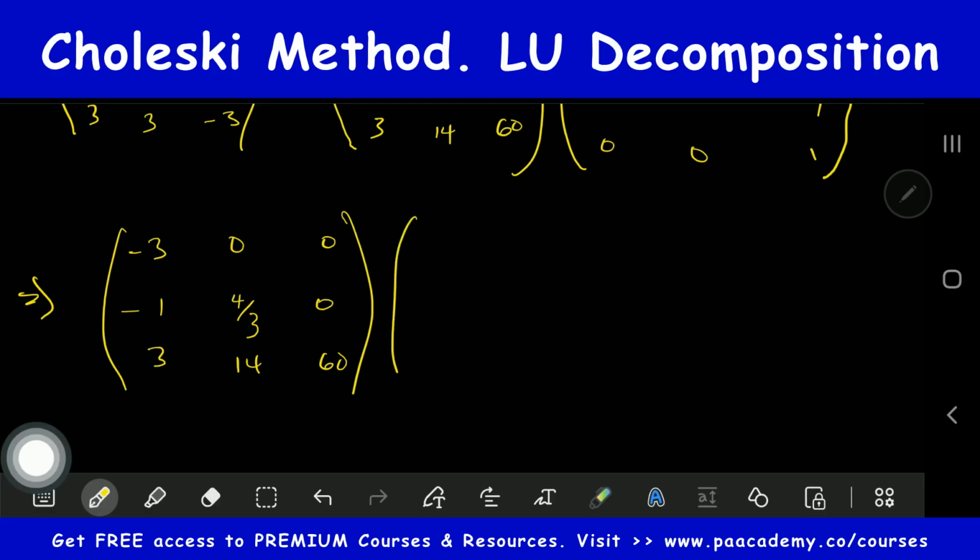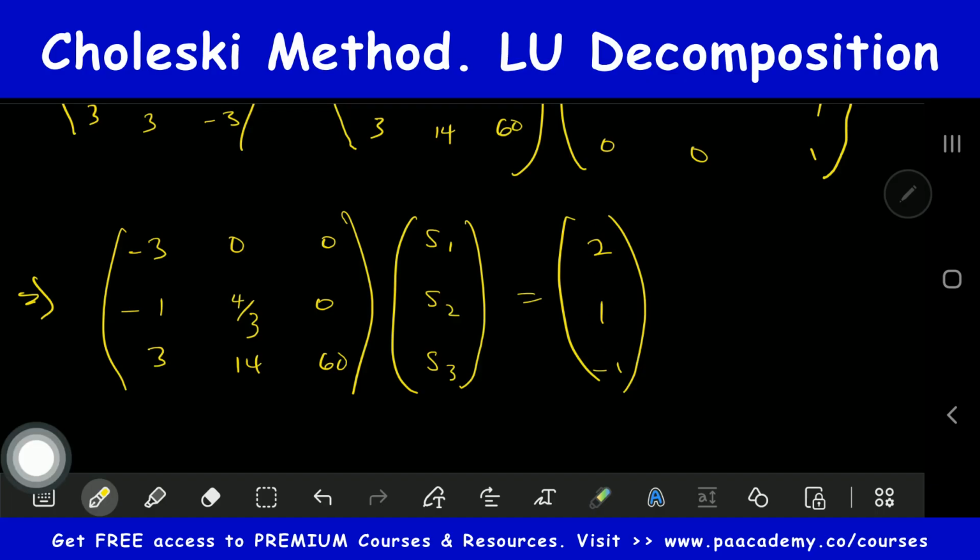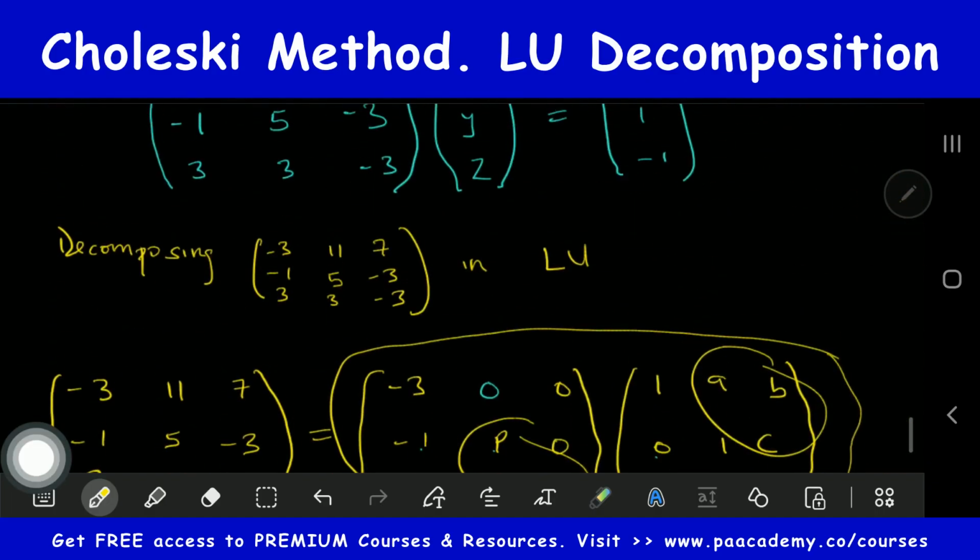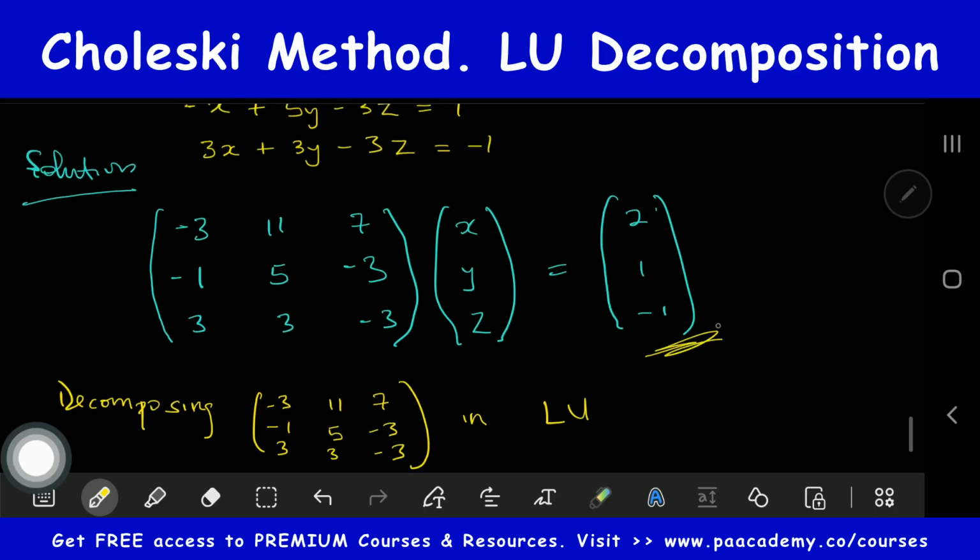So you multiply them by, so we call it S subscript 1, S subscript 2, S subscript 3. Okay, then equals to, from our initial matrix, 2, 1, and -1. Okay, so if you're wondering where this 2, 1, and -1 is coming from, it's from the initial matrix itself. So you can see it's right here.